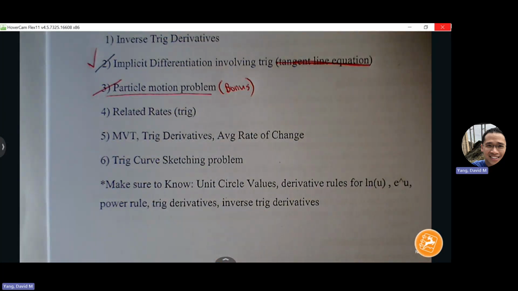You said the particle motion is a bonus. If I put it on the test, it'll be a bonus. I'm not gonna spend time on it. Would there be like additional stuff that makes it a little bit more complex than the ones we've done? Just because I haven't spent time going over it. I want to focus my attention on the other topics. That's why.